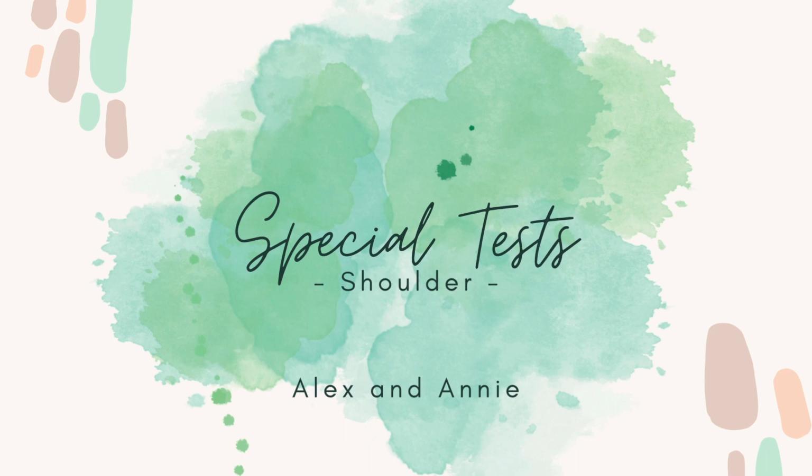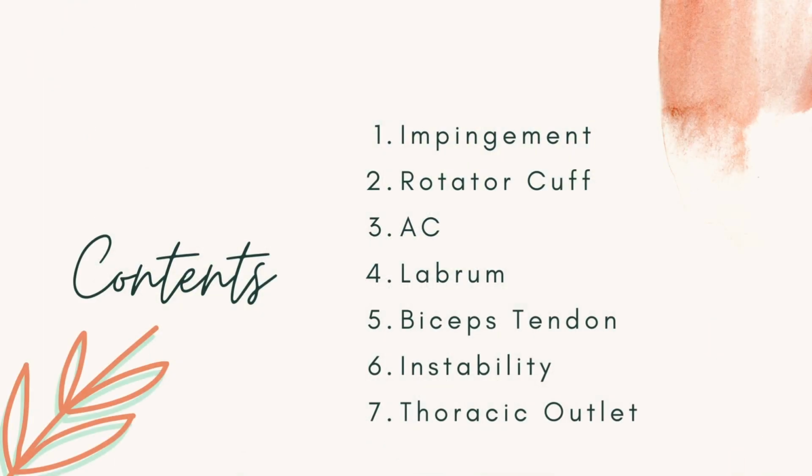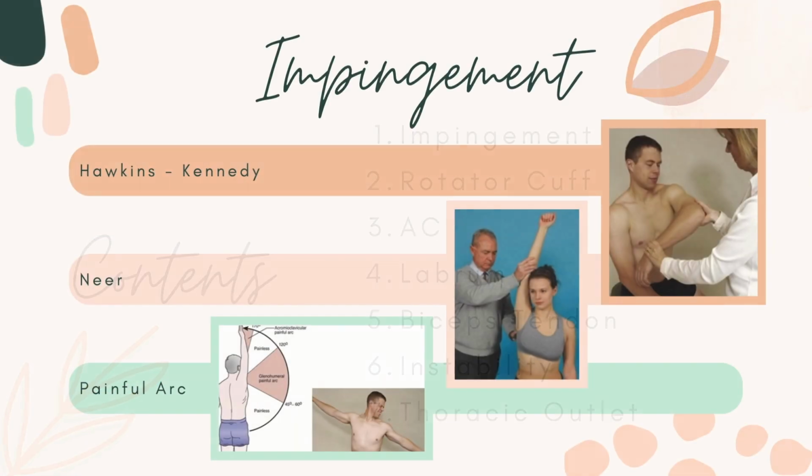Today we're talking about special tests of the shoulder. We'll go through by diagnosis: special tests for impingement, rotator cuff, AC joint, labrum, biceps tendon, instability, and thoracic outlet. Starting off, impingement. Hawkins-Kennedy, Neer, and painful arc.